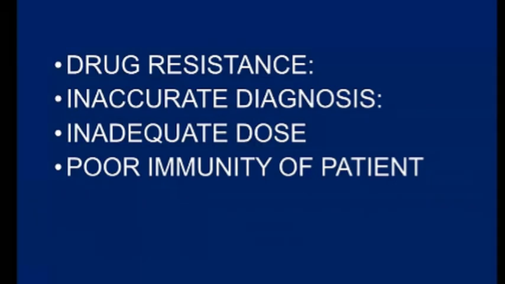Then poor immunity of the patient. A patient that is immune compromised is difficult to treat with antibiotics, because as we are treating with antibiotics, the immune system is supposed to assist in resolving the infection. But in a situation where the immune system cannot do anything, the patient is just depending on the antibiotics, especially when the doctor is not aware that this patient is immune compromised, and prescribes the antibiotics the same way he would to someone with a good immune system. The effect will be different in someone with a compromised immune system.